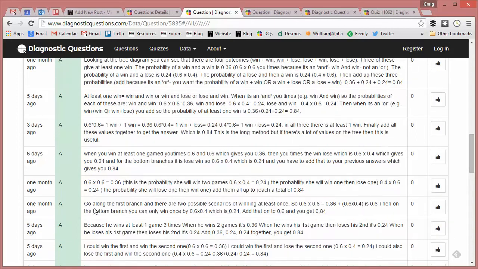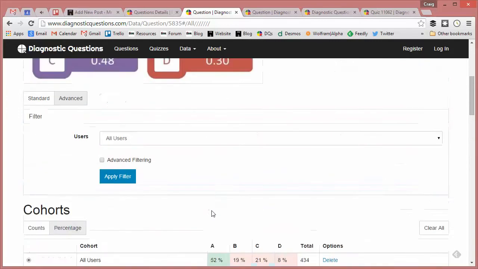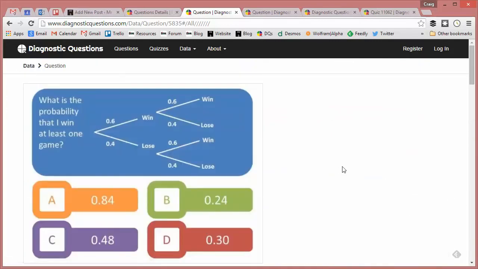I also like this one that talks about branches. Going along the first branch, there are two possible scenarios of winning at least once, and then on the bottom branch you can win once by going 0.6 times 0.4. Really nicely explained. Now that's the way I would do it, and that's why I'd expect most of my Year 11s to do it. But it really came to light when I was discussing tree diagrams with them that there is a major misconception going on.